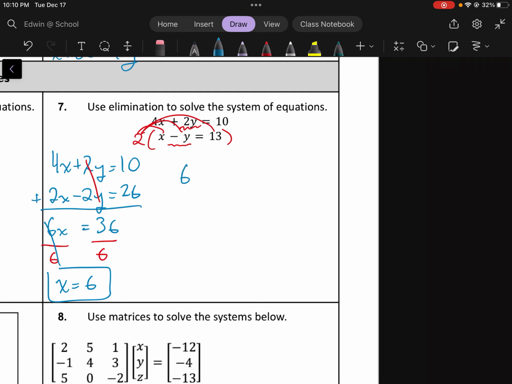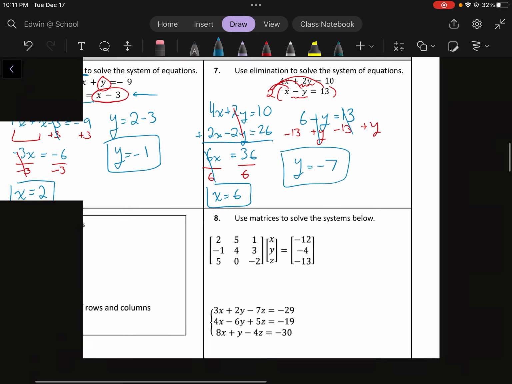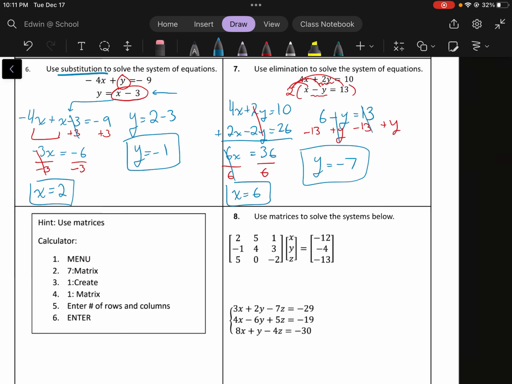And now it's the same process. We just want to plug in that x equals 6 into one of the equations. I'm going to do the second one because it looks pretty simple. But yeah, it's the same thing. So we want to add the y, subtract the 13, subtract the 13. So that means we got y is equal to negative 7 when we do negative 13 plus 6. So that's our answer.